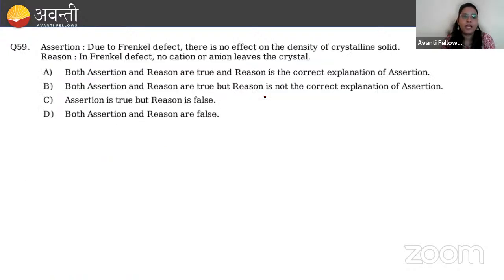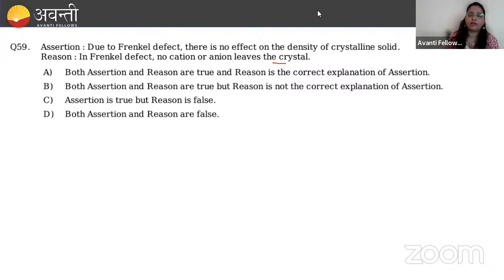Right, next problem. Due to Frenkel defect, there is no effect on the density of crystalline solid. In Frenkel defect, no cation or anion leaves the crystal. Both assertion and reason are true, and reason is the correct explanation of assertion. What will be the correct answer? I will not read all the options. You know that in Frenkel defect, what happens regarding the density? Do you have any idea whether it changes or it doesn't change?